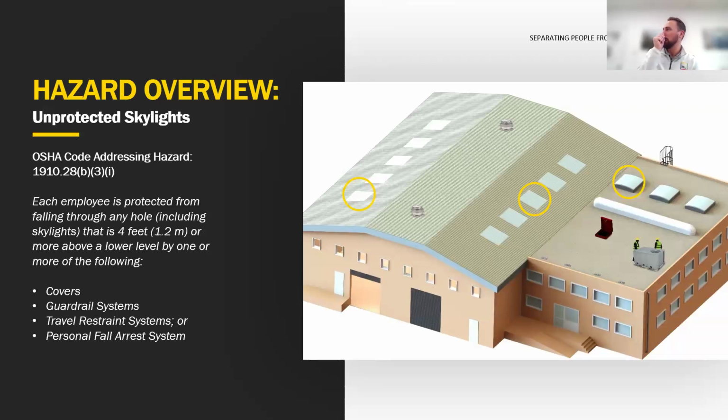But let's dive into the code. The OSHA code that we're talking about is 1910.28, subpart B3.1. And it states that each employee is protected from falling through any hole, and in the code, it says including skylights. So I didn't put that in there. Google that code so you can read it yourself. It says that's 4 feet or more above a lower level.